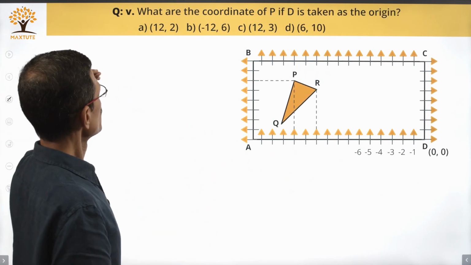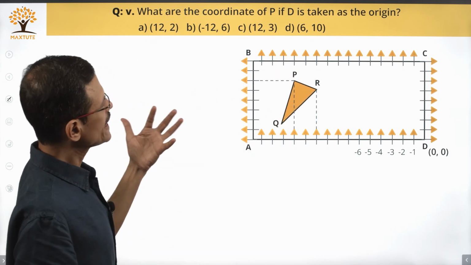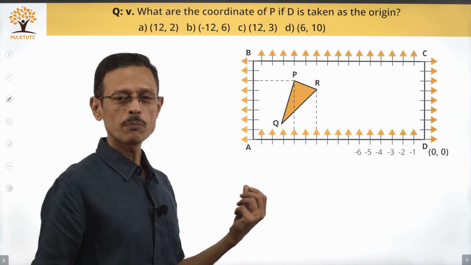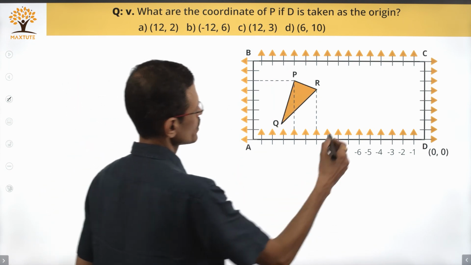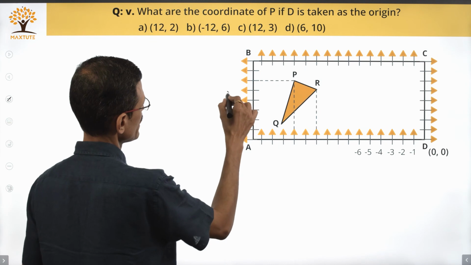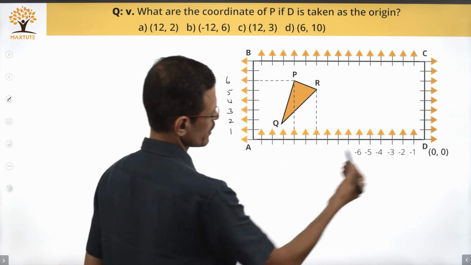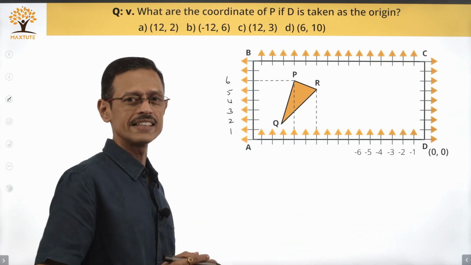Fifth part says, what are the coordinates of point P? We've already found out, but what is said is, if D is taken as the origin, then the coordinates of point D will be 0, 0. We have point P here. So let's count in the y direction. That's a positive. 1, 2, 3, 4, 5, 6. Good. We have written what it will be in the x direction because it's to the left of the origin. -1, -2, -3. You can count and get the answer.